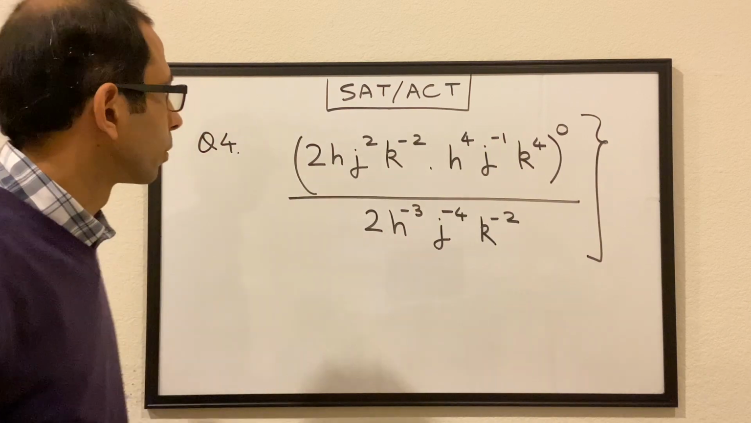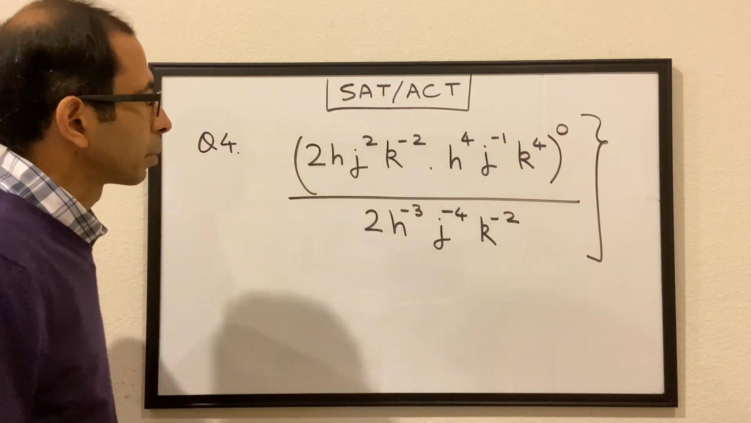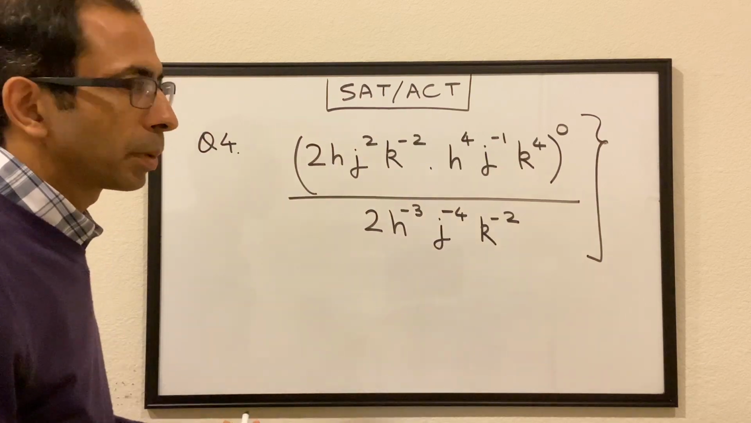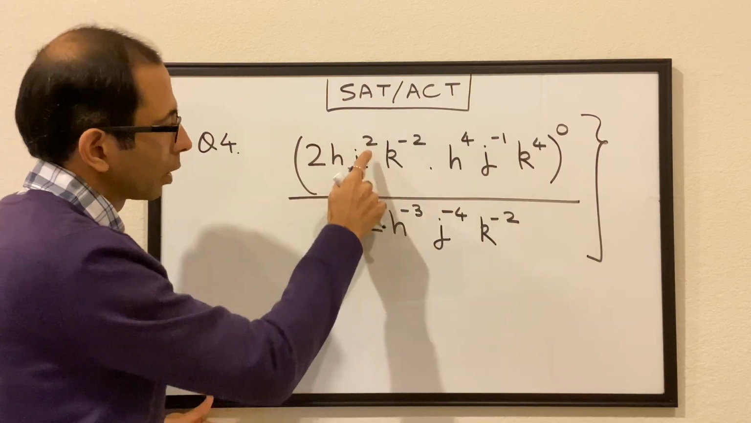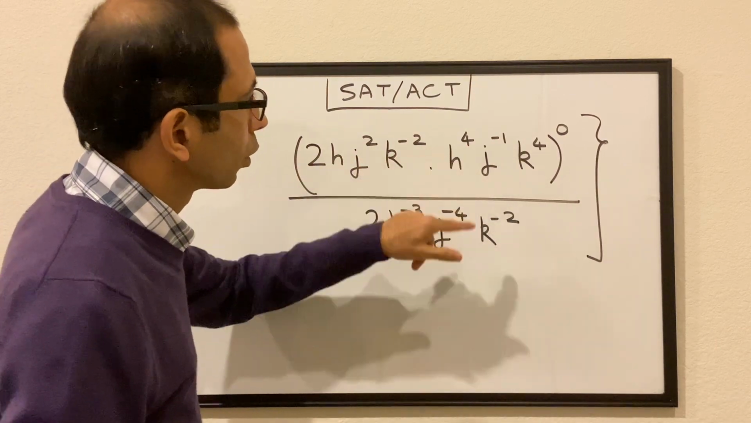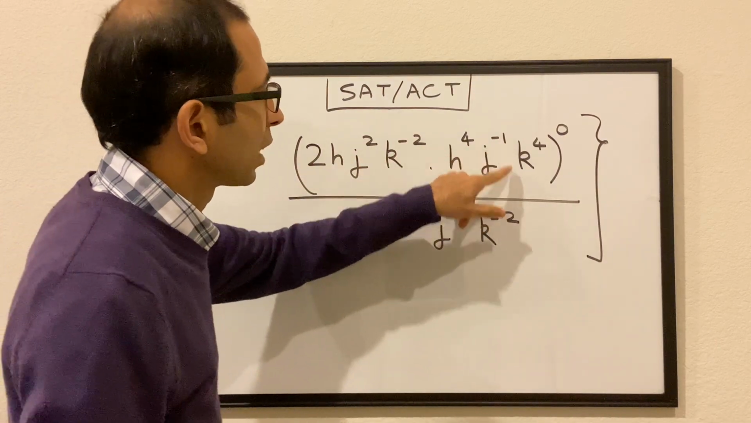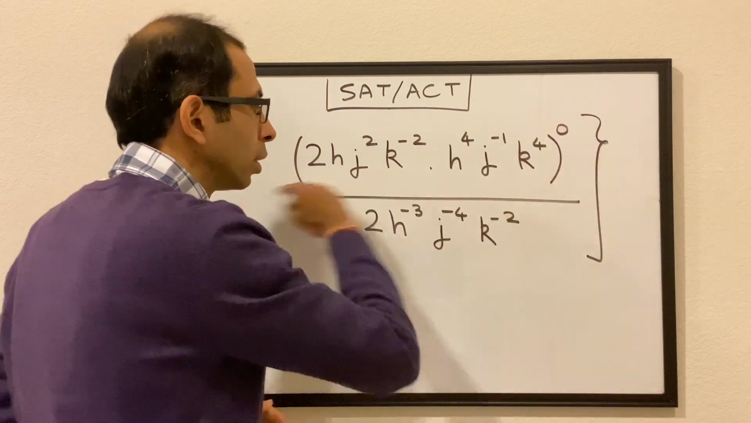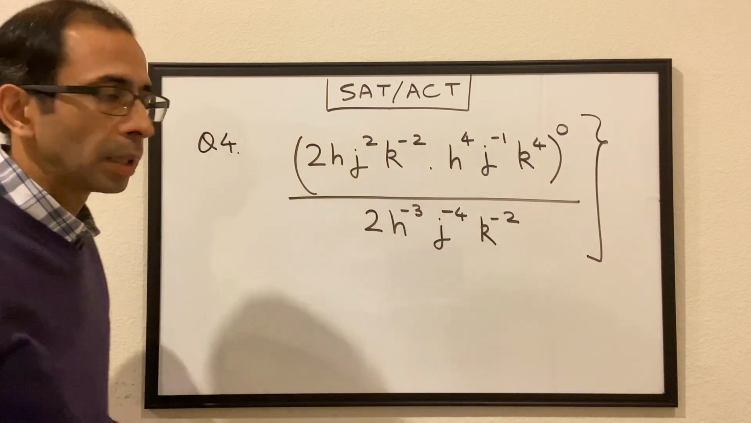Question number 4. So we have to simplify this expression here. It looks like a very tedious and messy expression. 2hj square k to the power of minus 2 times h to the power of 4 j to the power of minus 1 k to the power of 4, everything to the power of 0, divided by this term, right?